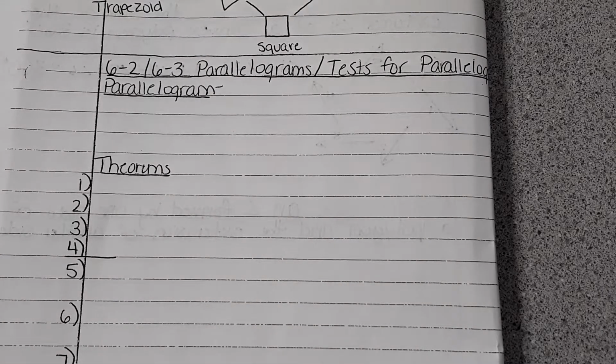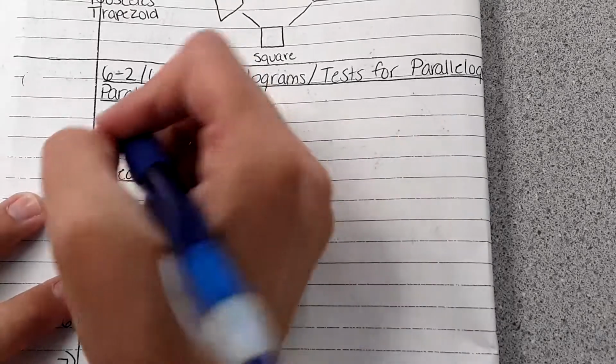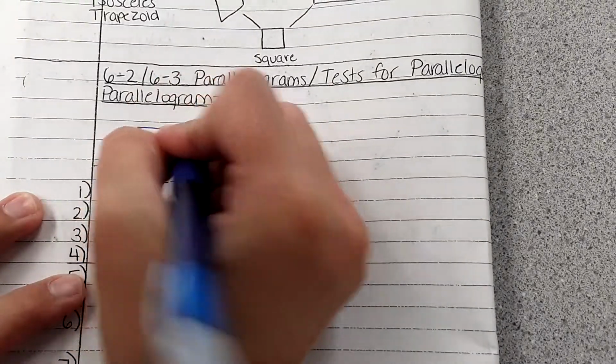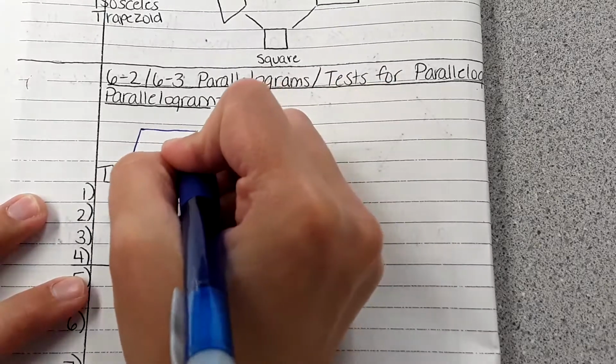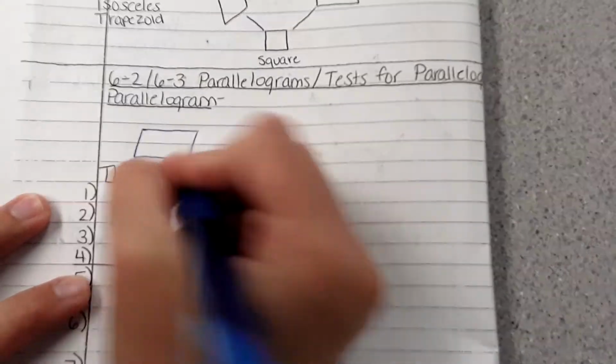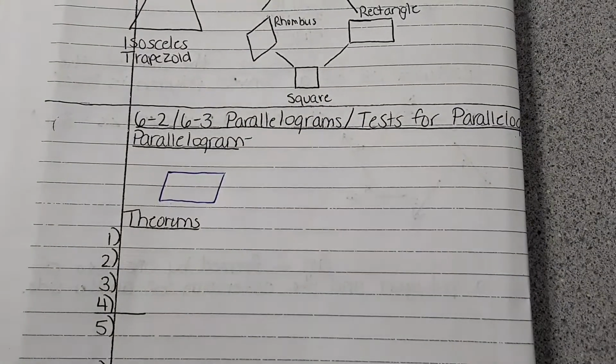Parallelogram is a word I know you've heard before, and you definitely recognize that shape as well. A parallelogram looks like this. And I'm leaving these lines open because I'm going to write a definition there. But this is a parallelogram. Whoa, it's blurry. No. There we go.